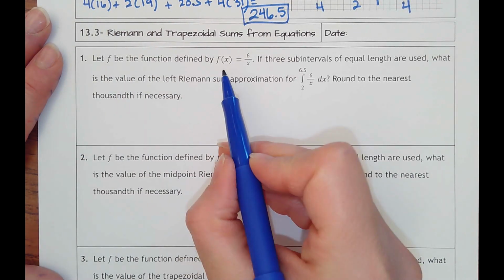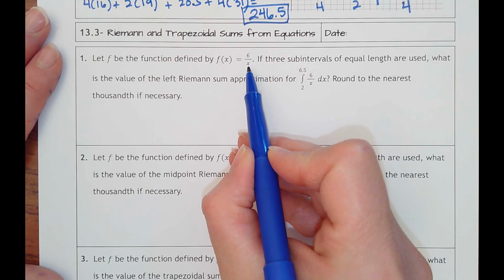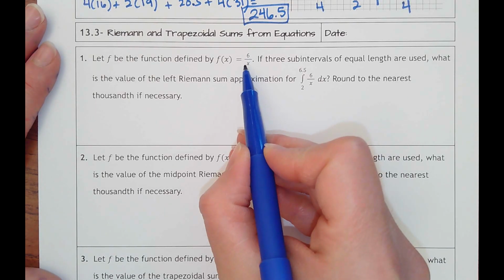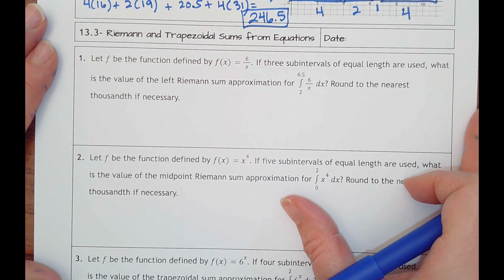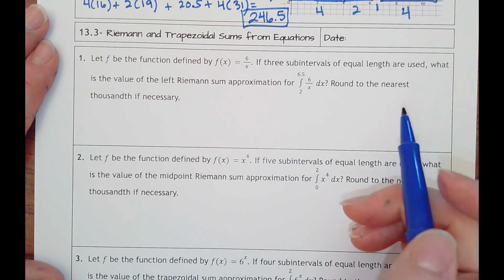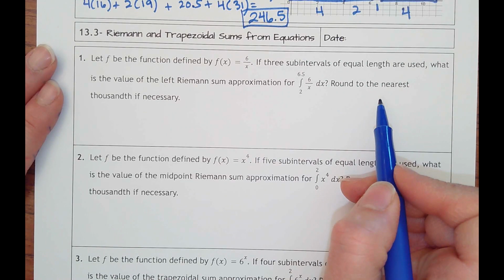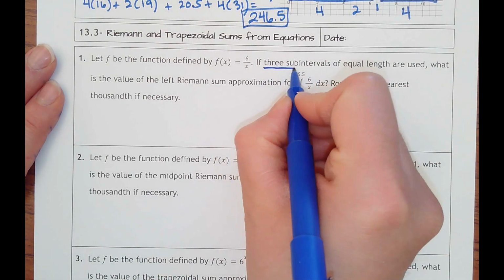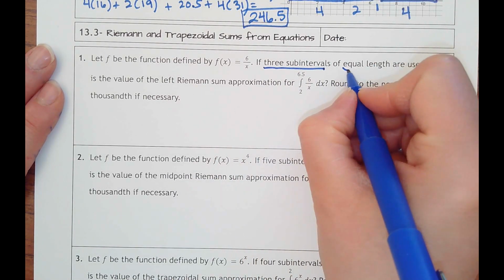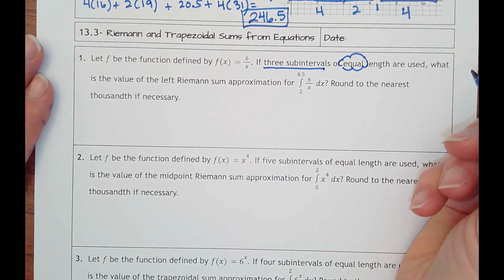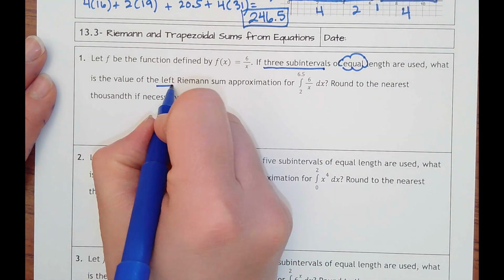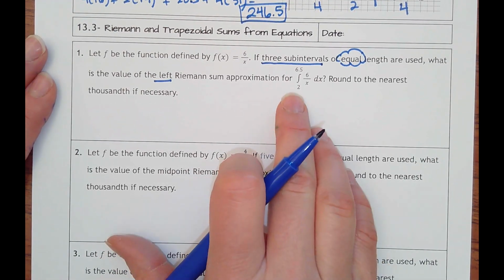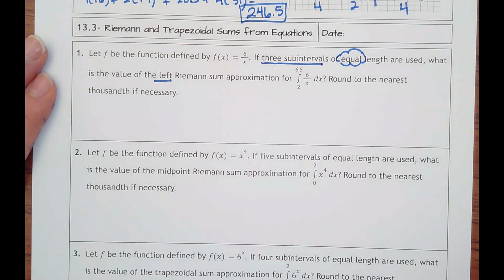So f this time is a function. It's 6 over x. And so we'll have to plug in x values to know what y is at those certain x values, and sometimes it gets a little complicated. We're definitely going to have to do some rounding here. They specifically tell us that 3 sub-intervals of equal length, all of these will be of equal length. What is the value of the left Riemann sum approximation? We're going from 2 to 6.5.